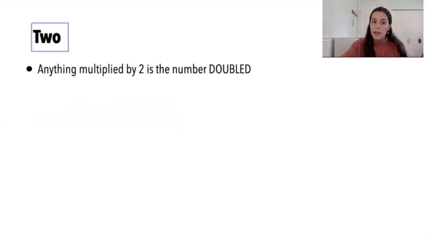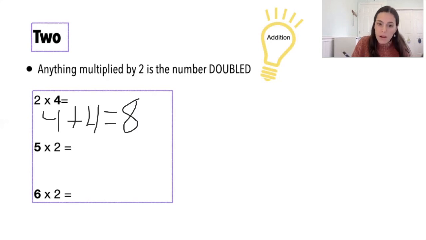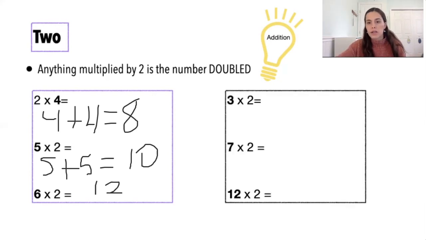Number 2. Anything multiplied by 2 is that number doubled. You can think of this like addition. So our example problems are 2 times 4, which you can think of as 4 plus 4, which equals 8. Then you have 5 times 2, which you can think of as 5 plus 5 equaling 10. And then 6 times 2, which is 12. And here are your example problems: 3 times 2, 7 times 2, and 12 times 2.